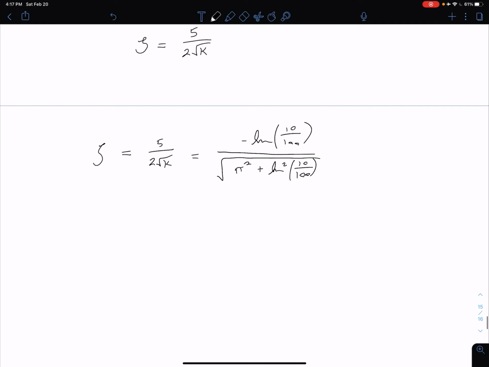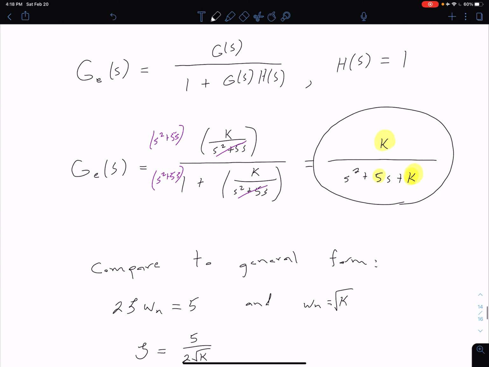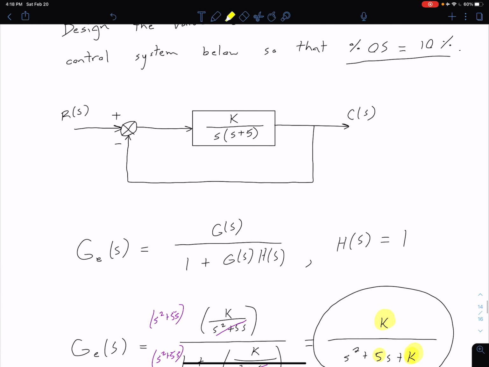And so if we evaluate that and solve for our k value, which appears here, what we end up getting is that our k corresponding to a 10% overshoot is approximately 17.885. And so that would be, for instance, the gain that we would set. So maybe we have a knob where we can adjust this gain value. That's what we would want to set that to in order to get a 10% overshoot.